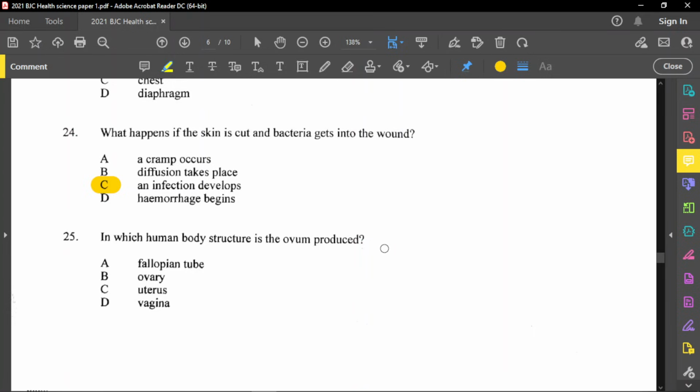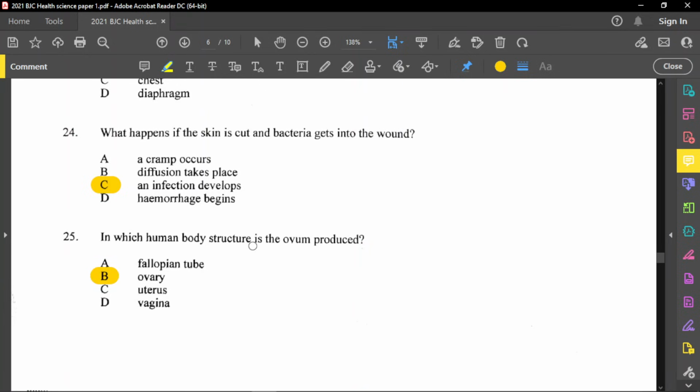All right, for question number 25, it said, in which human body structure is the ovum produced? The other name for ovum is egg. So ovum is the same thing as an egg. Ova is the plural form, which is eggs. Ovum is singular, so it's an egg. And where is it produced? It is produced in the ovary. So ovary would be a correct answer.